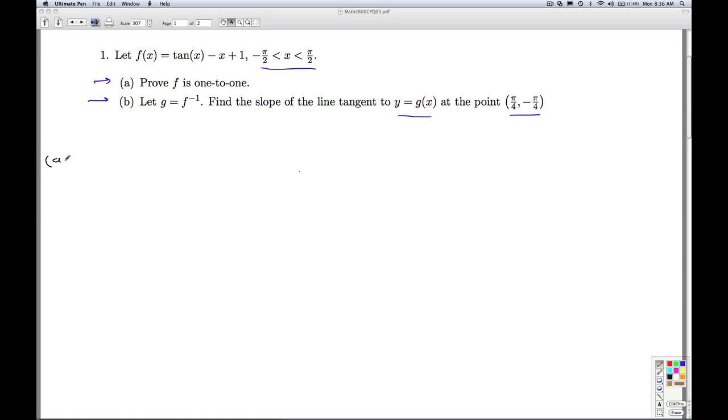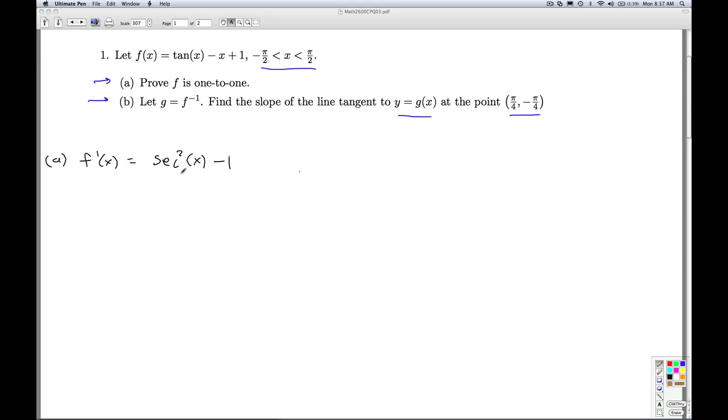So how do I prove f is 1 to 1? Well, we can use calculus and try to show that f is either always increasing or always decreasing on that interval. So I take the derivative here. The derivative of tangent of x is secant of x squared minus 1, and then the derivative of 1 is 0, so I get this.